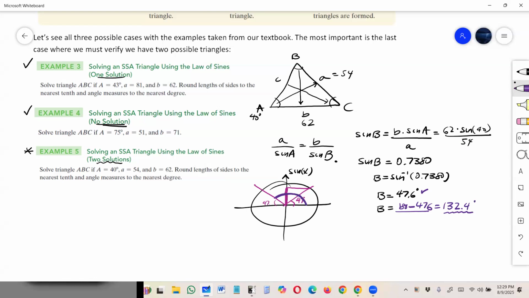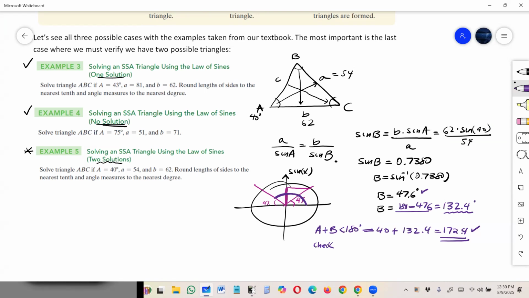So what do we do? We're going to do to check, right? A plus B. So here's the check. A plus B has to be less than 180. Otherwise, we don't have a triangle. So here's A, here's B, and this is what? 172.4. Yep, it's less than 180.